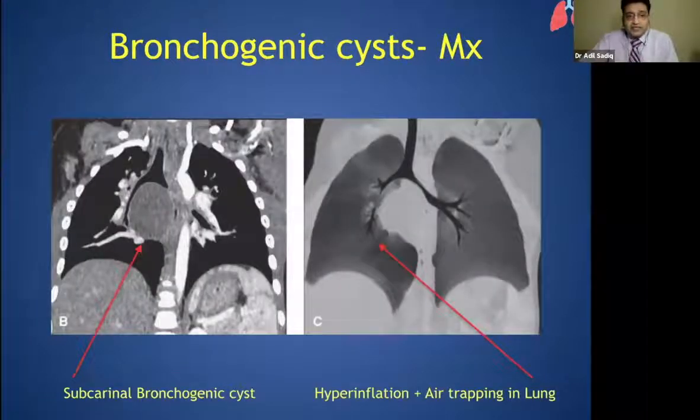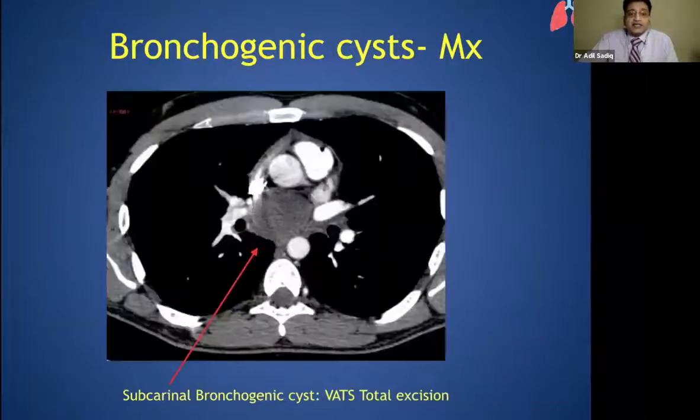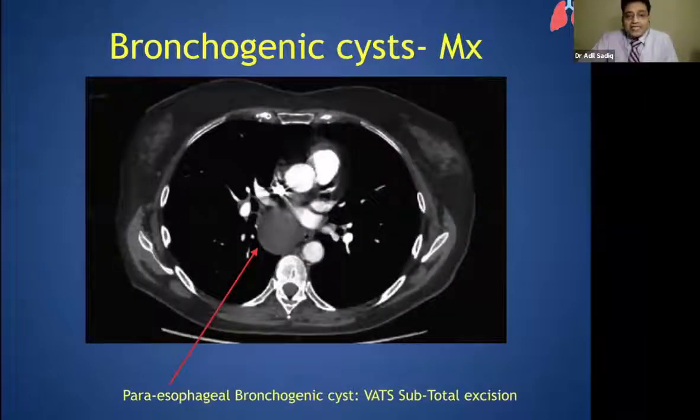So let's look at some of these cysts. Here is a subcarinal bronchogenic cyst. The same image also shows air trapping as well as hyperinflation distal to the point of obstruction. This cyst was excised totally by a VATS excision. This particular patient had a large cyst, very close to the esophagus. Some part of the wall was densely adherent to the esophageal wall, and it was not possible to remove it totally. A subtotal excision, as I discussed before, was what was performed.